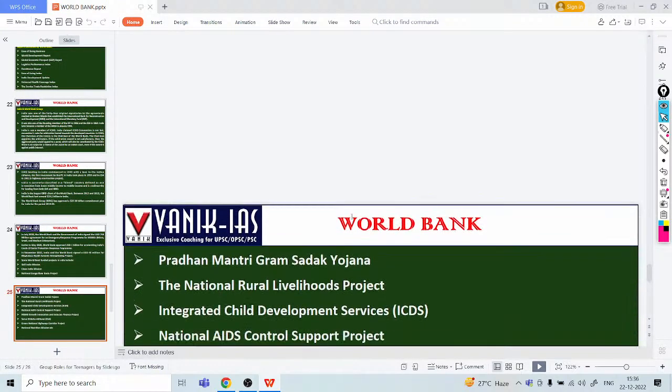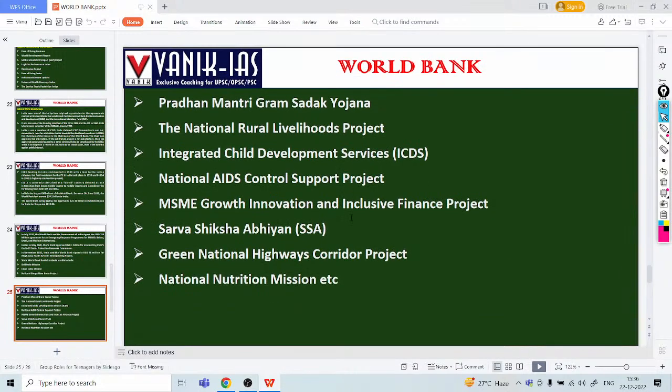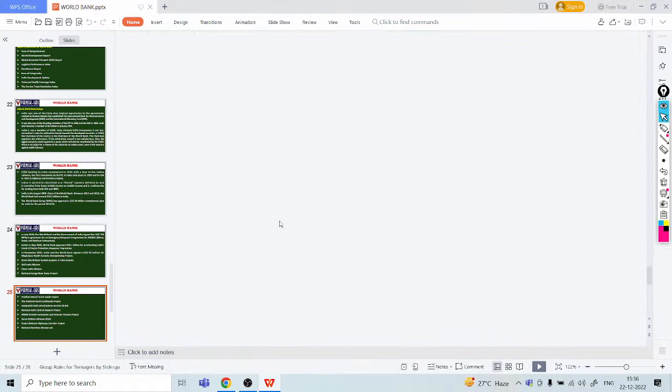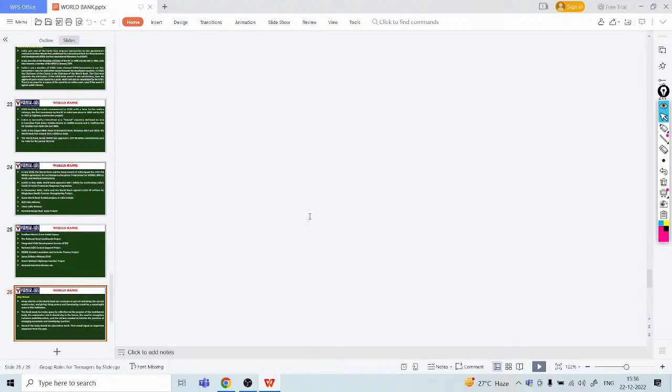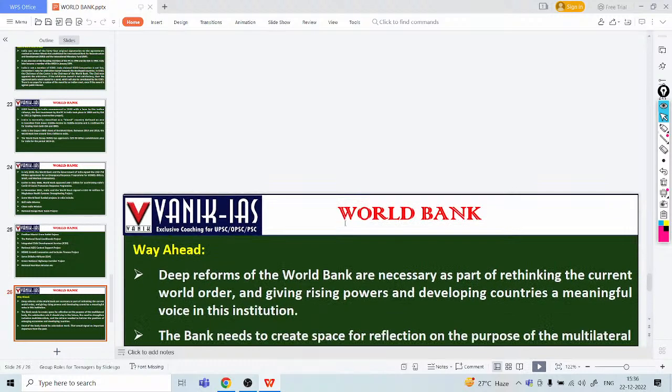So that can be taken into consideration, like the Pradhan Mantri Gram Sadak Yojana, National Rural Livelihood Projects, Integrated Child Development Services, National AIDS Control Project, MSME Growth Innovation, Sarva Shiksha Abhiyan, Green National Highway Corridor, National Nutrition Mission. Okay. So Sarva Shiksha Abhiyan, the largest program to provide schooling to the students, is financed through the World Bank. So the help of the World Bank to India is diversified, spread over many domains.